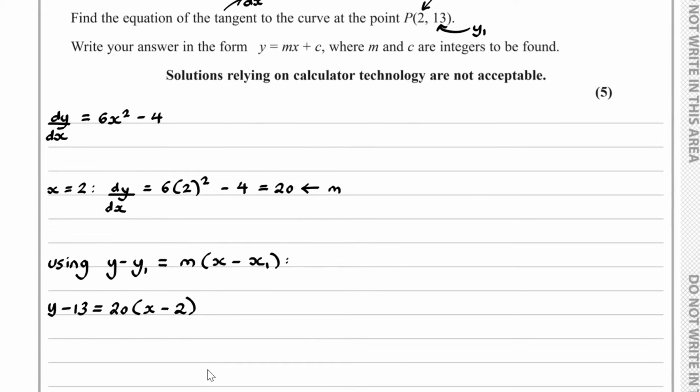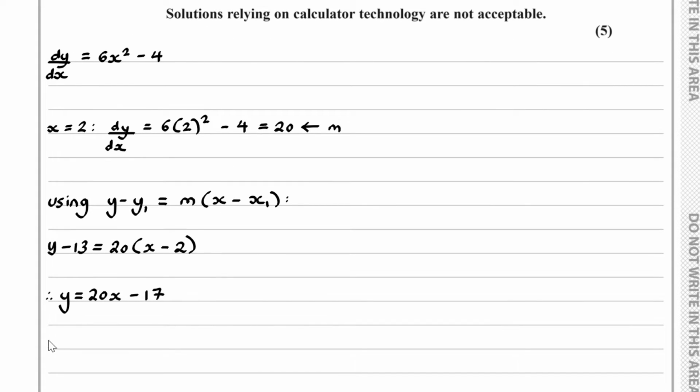And if we expand and simplify, writing our answer in the required form y equals mx plus c, we can therefore conclude y is equal to 20x, and then here 20 times minus 2, that's minus 40, and adding the 13, we end up with minus 17. So the equation of the tangent is y equals 20x minus 17. Of course, the constant m is 20, the constant c is minus 17.